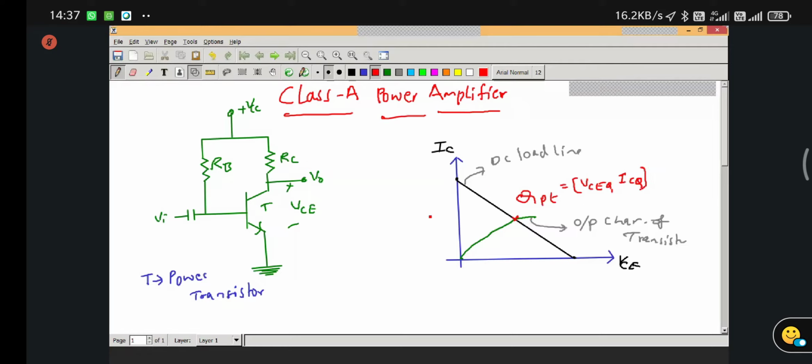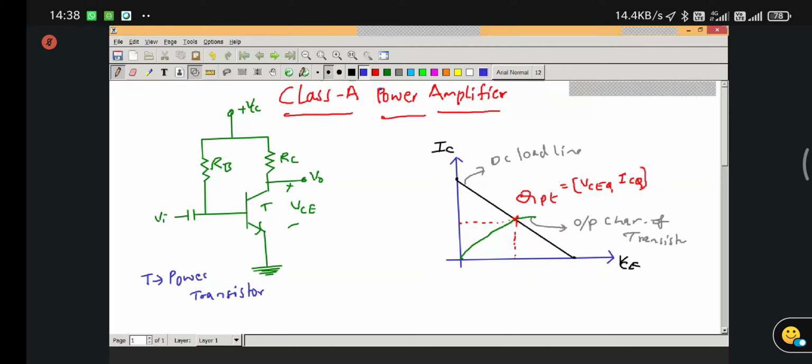So this point is known as the ICQ, and this point is known as the VCEQ. And you can observe that I have drawn this Q point in the middle of the DC load line. I have taken this point in the middle of the DC load line because we are talking about the class A power amplifier, and we are going to check whether this Q point is on the middle of the DC load line or not.